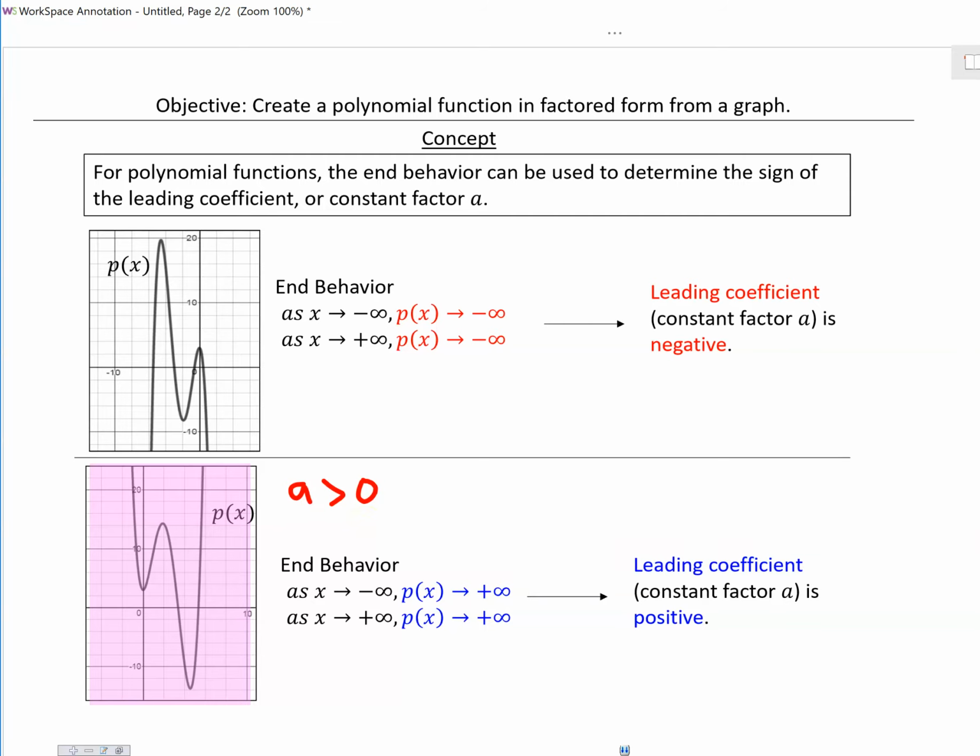And here, when they both go down, that's when we have an x-axis reflection. And so that means our a is negative. Now, technically, a could be any positive number in this one or any negative number for that function. We're going to keep it pretty simple and just use either positive 1 or negative 1 as our constant factor a, which we're talking about here.